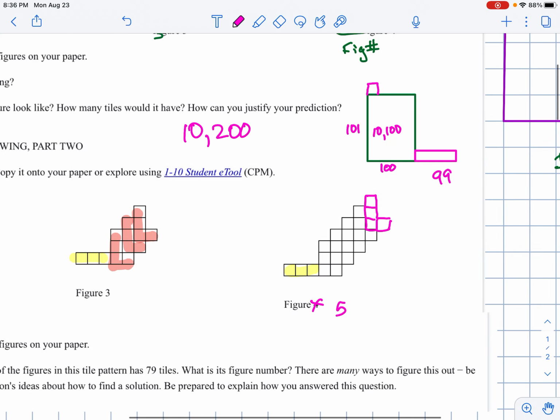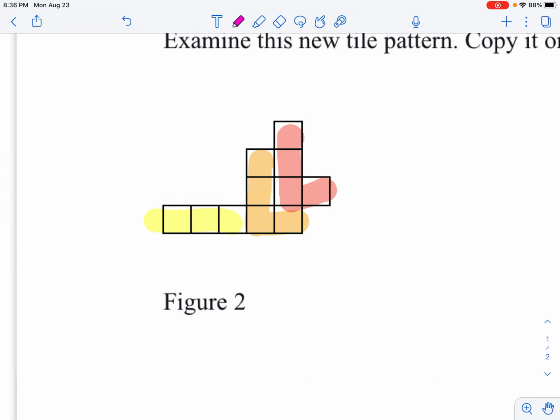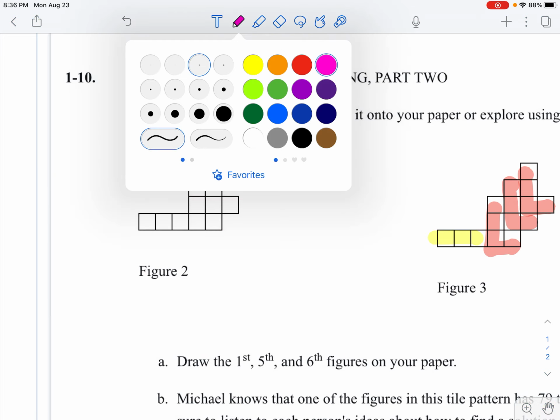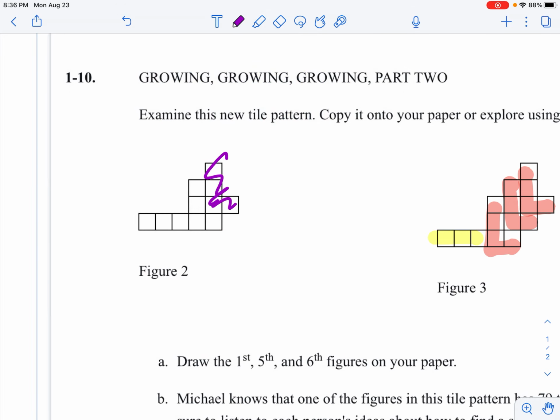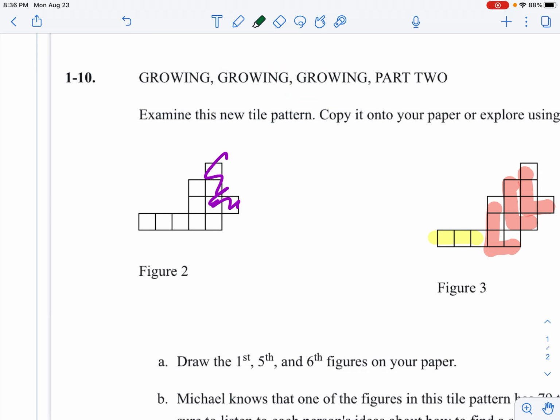So going backwards to figure 1, what would that look like? Well, we need to take off 4 tiles. So figure 1 is going to have 4 fewer tiles. So let's get rid of some tiles. Let's get rid of those 4. And then you can see that figure 1 would look just like what's left over here, this part. That's what figure 1 would look like. I'm not going to draw it all for you, but that's where we'd be.